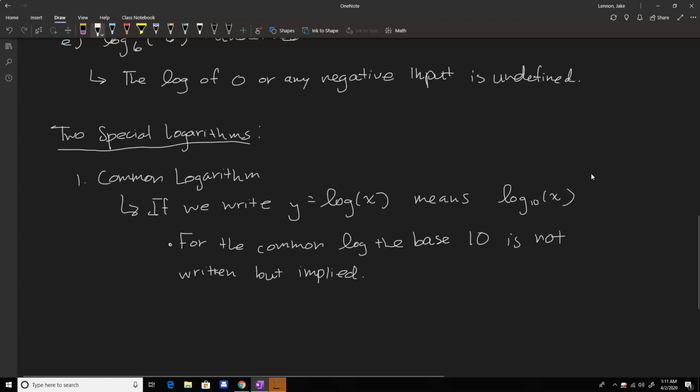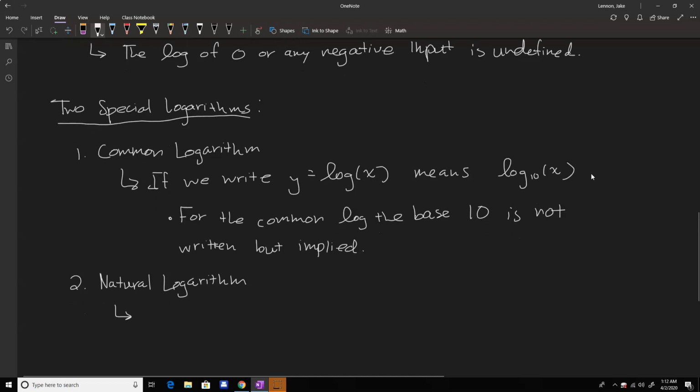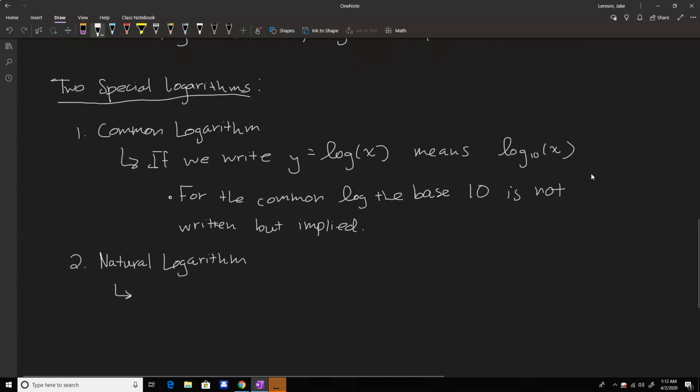And the other one that we have is the natural logarithm. So we looked at exponential functions, and we had a very important form of those exponential functions known as the continuous form. The continuous form had a base of e, so that's exactly what the natural logarithm is going to be. So if we write y equals the natural log of x, this means log base e of x, where e is Euler's number.